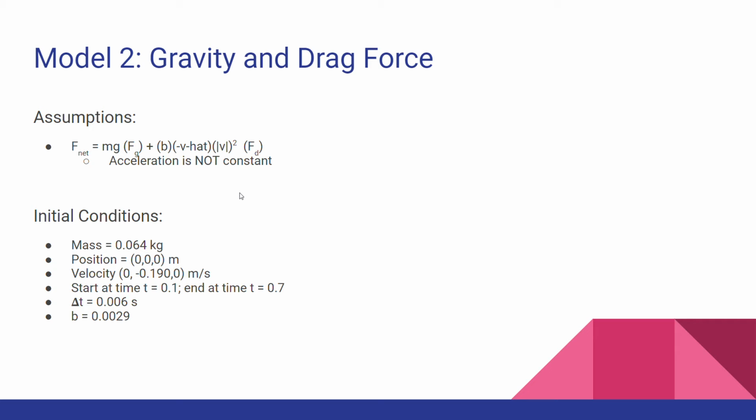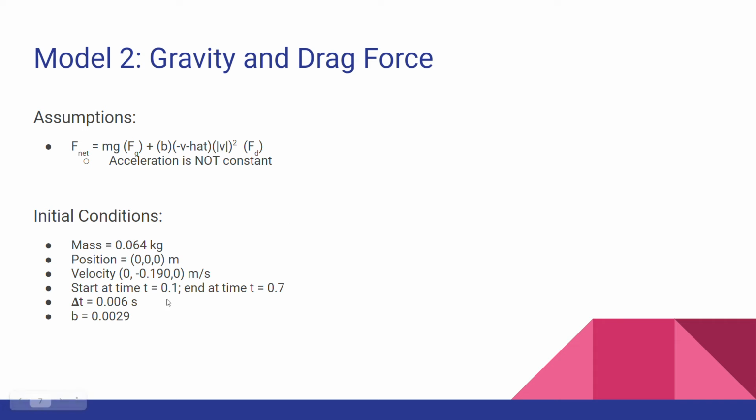In the second model, we have gravity and drag force. In this case, we assume the net force is equal to the force of gravity, which is represented by this equation here, plus the drag force represented by this equation right here. In this case, we assume that acceleration is not constant because as velocity changes, the drag force will change, which results in a differing net force.